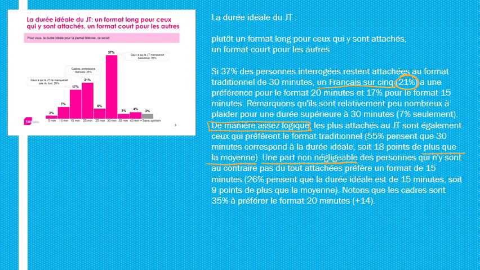So just spending a little bit of time on this last sentence here. Notons que, so let's remark that, let's note that, but that's the bit I'm interested in here. Les cadres sont 35% à préférer. Ils sont 35% à préférer. Now this, if I rephrase that, I could just simply say 35% des cadres. Remember, les cadres, management, people, managers, I suppose. 35% des cadres préfèrent le format 20 minutes. Well, that is actually rephrased in les cadres sont 35% à préférer. A slightly more elaborate way of saying things.